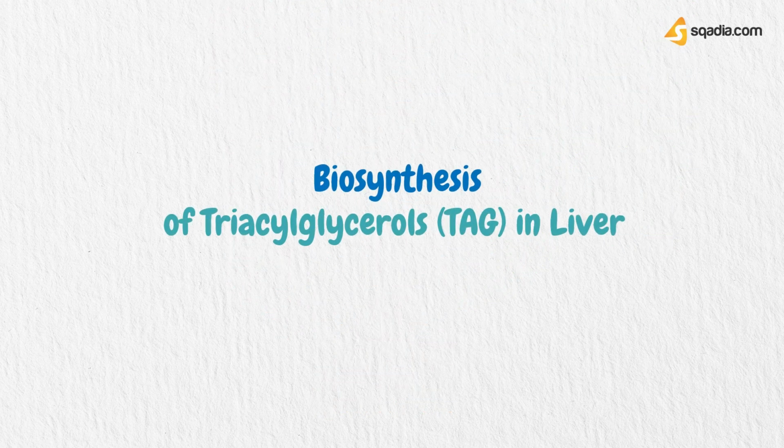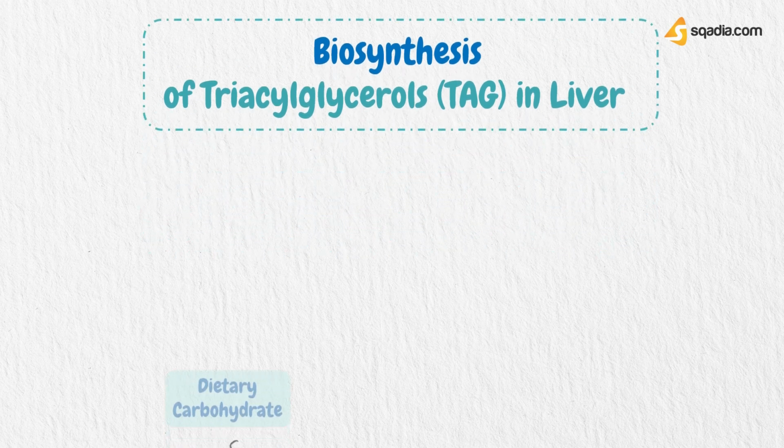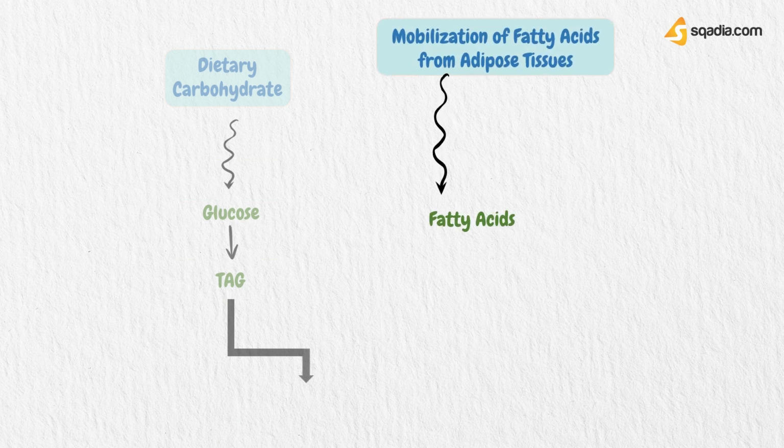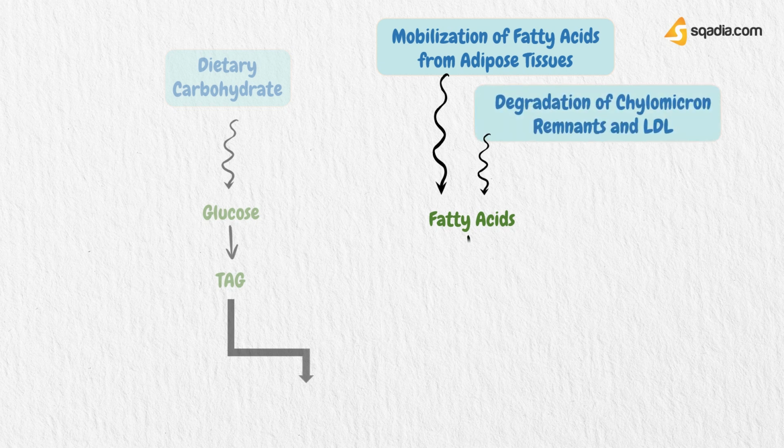Now, let's move ahead and learn the biosynthesis of triacylglycerol in liver. In addition to de novo lipogenesis, fatty acids are also supplied from adipose tissue, or as dietary fatty acids in chylomicron remnants. The fatty acids are then esterified to form triacylglycerol. The newly formed TAG must not be allowed to accumulate in the liver.